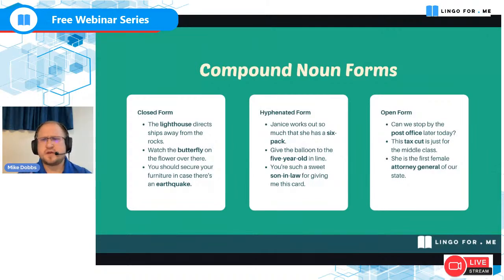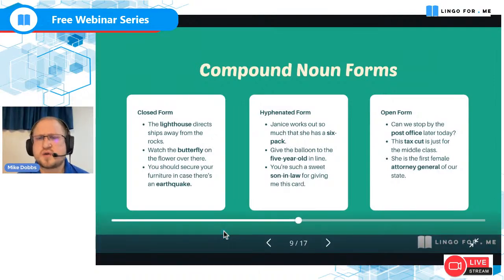And that happens all over the world. Sometimes after a volcanic eruption, there's an earthquake. But here, it says you should secure your furniture in case there's an earthquake. And that just means make sure your furniture is safe so it doesn't move around and maybe damage something else in your house or your apartment or building.